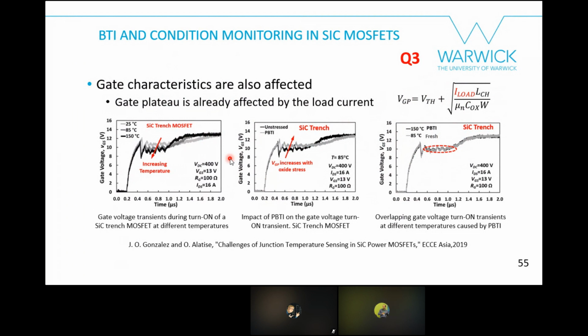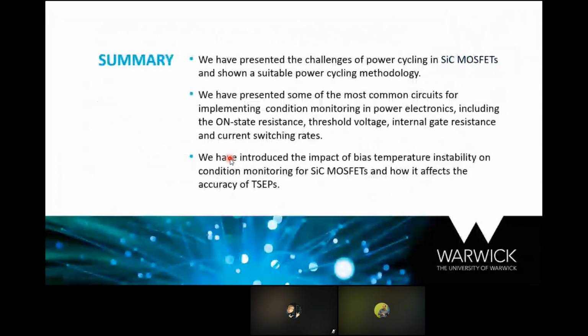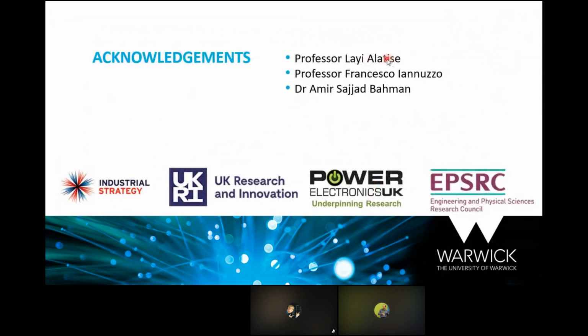So, last question, and this just concludes the webinar. Just concluding, we have presented the challenges of power cycling in silicon carbide MOSFETs and shown a suitable power cycling methodology for silicon carbide MOSFETs. We have presented some of the most common circuits for implementing condition monitoring in power electronics, and they include the on-state resistance, threshold voltage, internal gate resistance, and current switching rates. And we have introduced the impact of bias temperature instability on condition monitoring for silicon carbide MOSFETs and how it will affect the accuracy of the TSCPs.